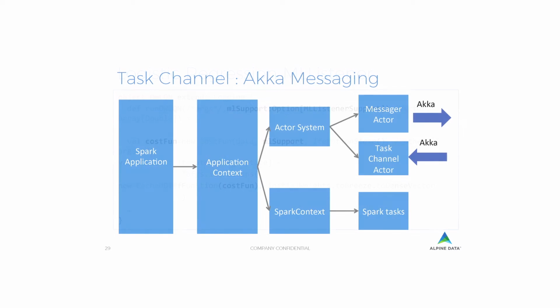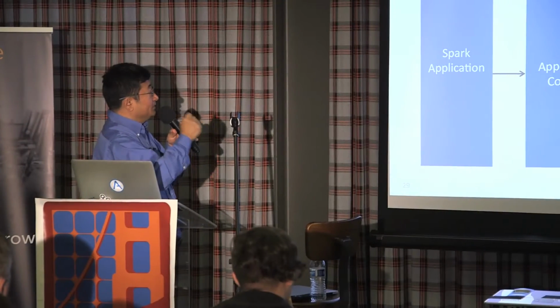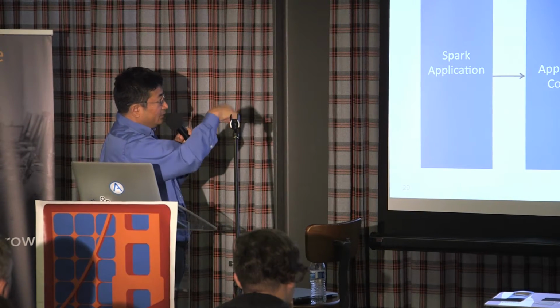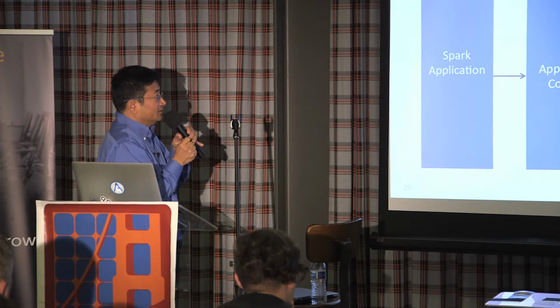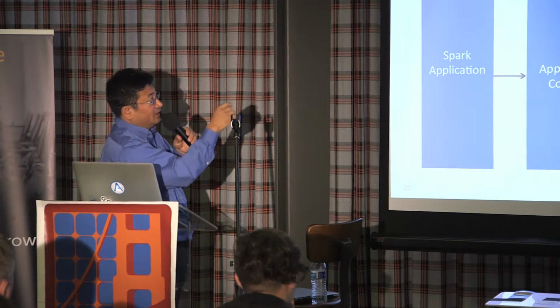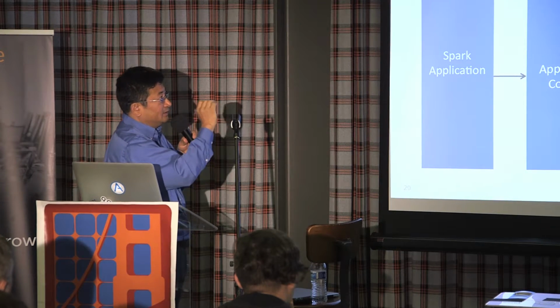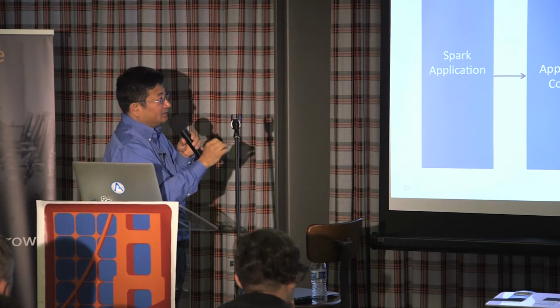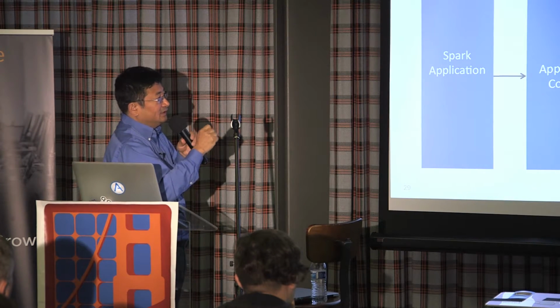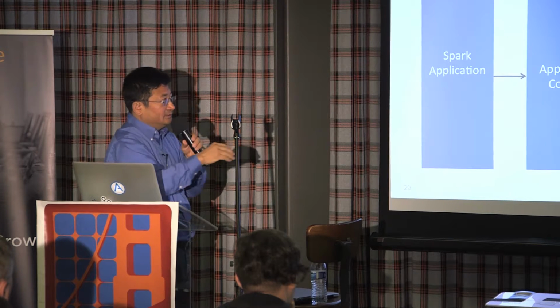So I'm going to talk about task channels. We described the first part, where the message is sent out from machine learning to somewhere, and who delivers it. In this case, we have these task channels. When the Spark application starts, we create this application context. In this case, we're using Akka, so we create a new Akka system. The Akka system creates two actors. One is the messaging actor, the other one is the task channel actor. One is sending messages out, the other one is receiving messages. And then we also create a Spark context to do the normal Spark jobs.